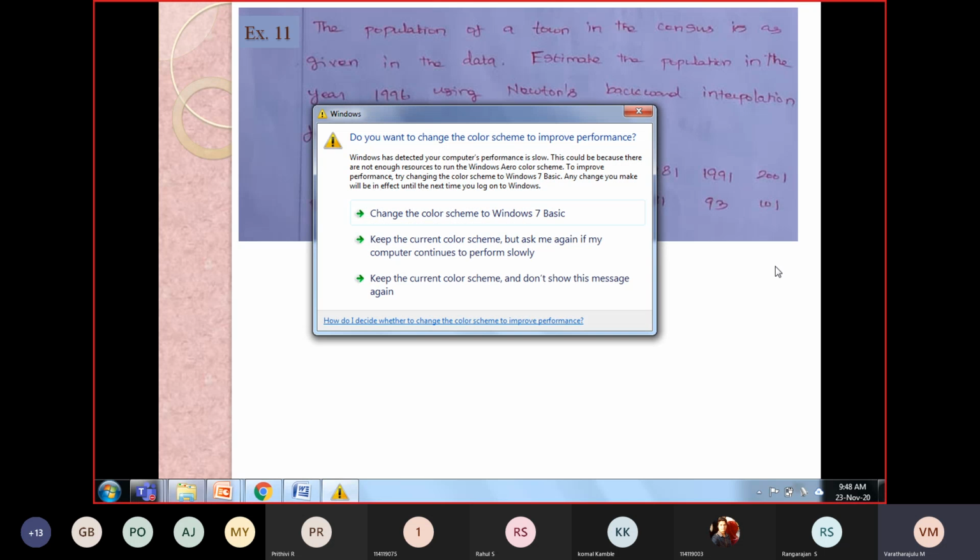And this is the data given for a particular town. Usually the census is taken for a decade, for a period of a decade, that is during 1961, 71, 81. In that way the central government did its census data, and in the near future, that is 2021, the census will be taken.